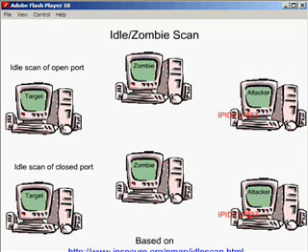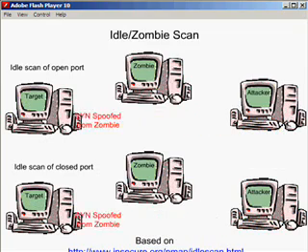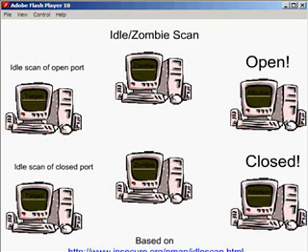On the other hand, if the port Nmap is looking for is closed on the target host, it will send a reset message to the zombie. When the zombie gets the reset, since it was a bogus packet, it doesn't send anything else out on the wire, so its IP ID is not incremented.